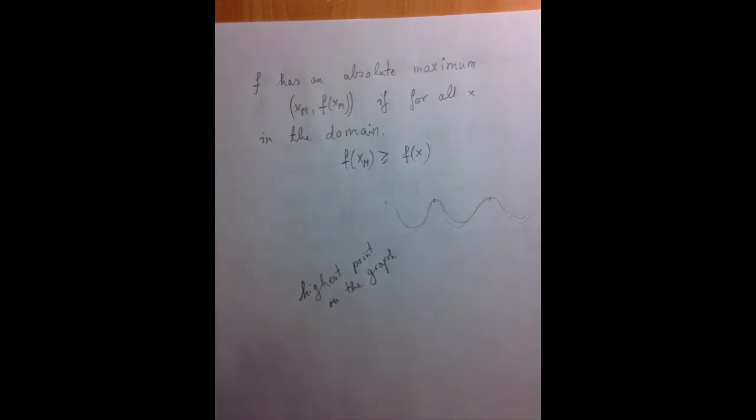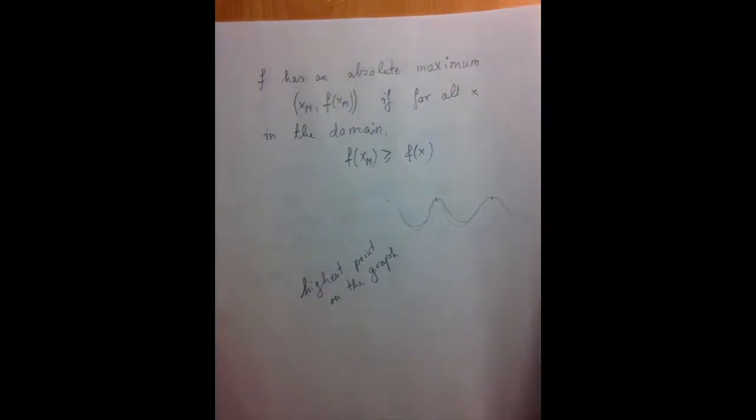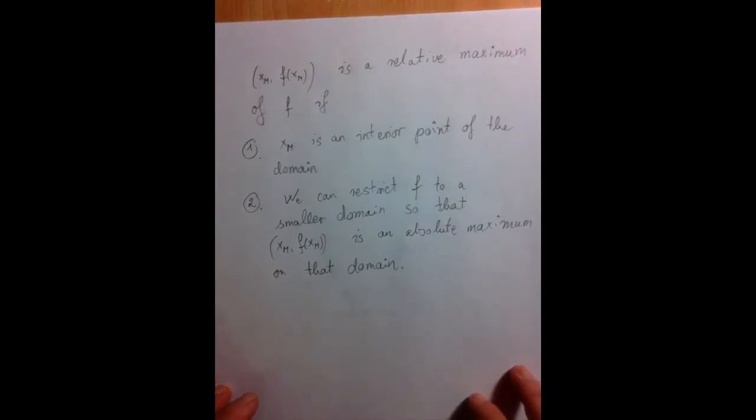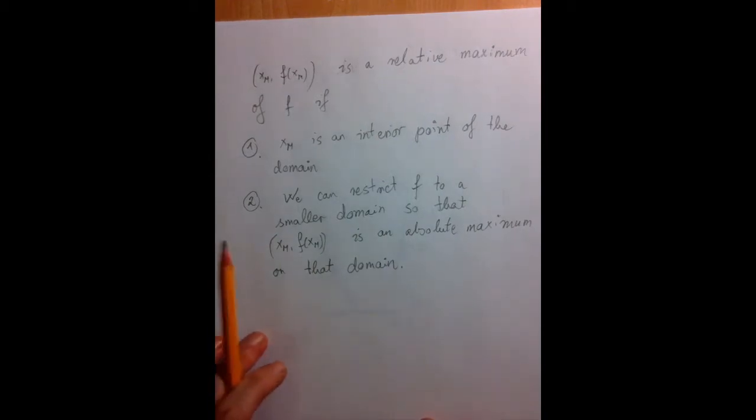However, what we're going to easily find are not absolute maximums, minimums, but relative maximums, minimums. Now, a relative maximum is at a point that cannot be the end point of the domain. So it's an interior point of the domain. That's very important. And second, we can restrict f to a smaller domain so that on that smaller domain, it is an absolute maximum. So let me show you examples.